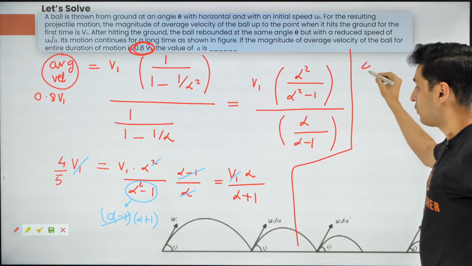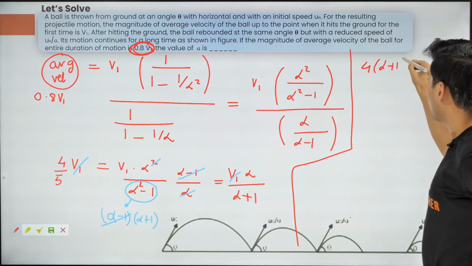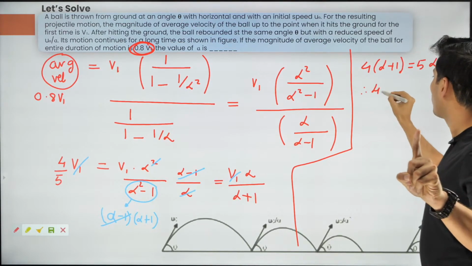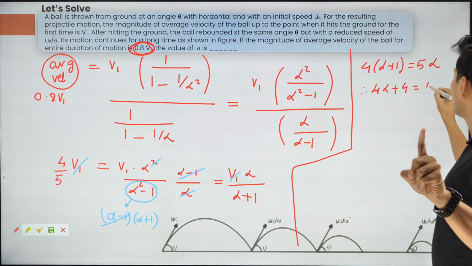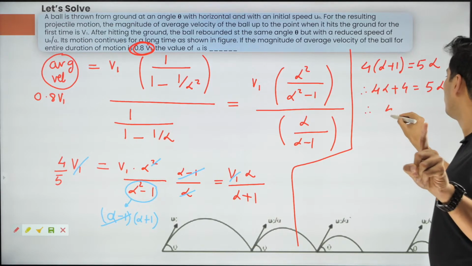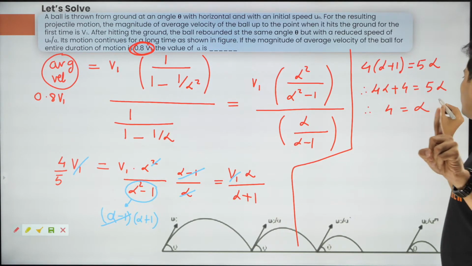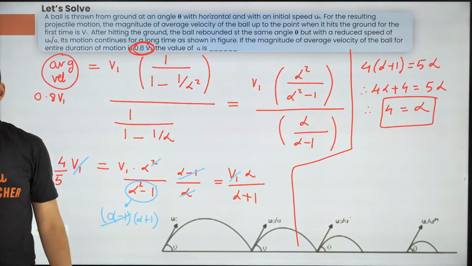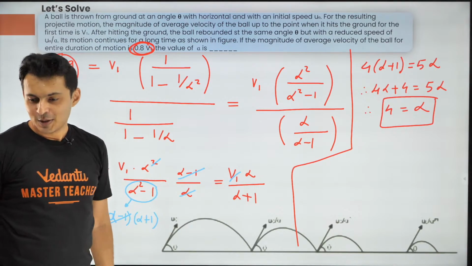Yes, you're going to get 4 times alpha plus 1 is equal to 5 times of alpha. Therefore 4 alpha plus 4 is equal to 5 alpha. Therefore 4 is equal to alpha. That is the answer. That's it. Alpha is equal to 4. Very good, Aditya Kumar. Yes, that's it.